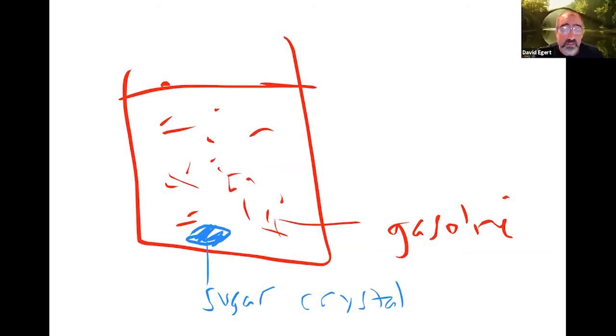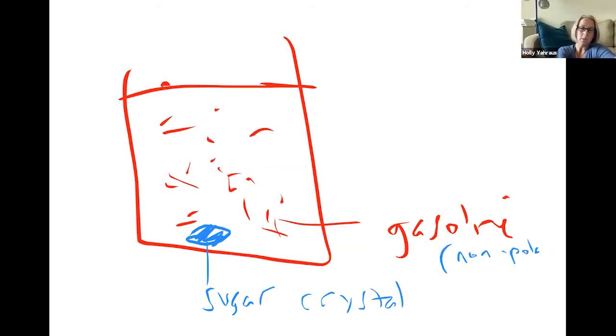And why is that? Because it's a non-polar and a polar. But give me a more intuitive sense. So that's true. And why would the sugar start going into solution if that were water instead of gasoline, but not for this non-polar gasoline? Does that have to do with hydrogen bonding? Well, there is no hydrogen bonding with the gasoline because it's non-polar.